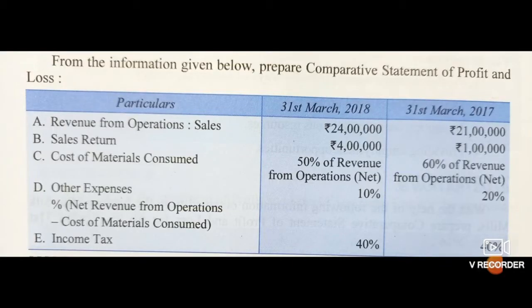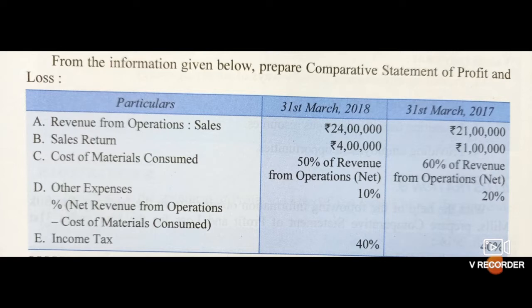Good morning, students. Today we will prepare this comparative statement of profit and loss. See the problem. Three columns are given here. Particulars, 31st March 2018 and 31st March 2017. A. Revenue from operations, sales 24 lakhs and 21 lakhs. B. Sales return, so 4 lakhs and 1 lakh.